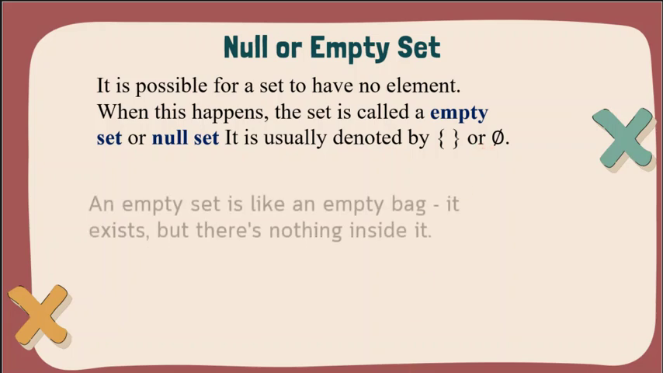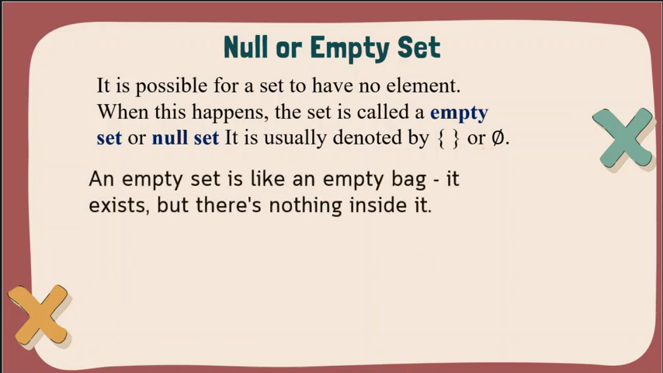So a null set can be compared to an empty bag with nothing inside it. A good example is the one shown here. We have set A being equal to just the curly brackets, nothing in between. So that qualifies as an empty set.